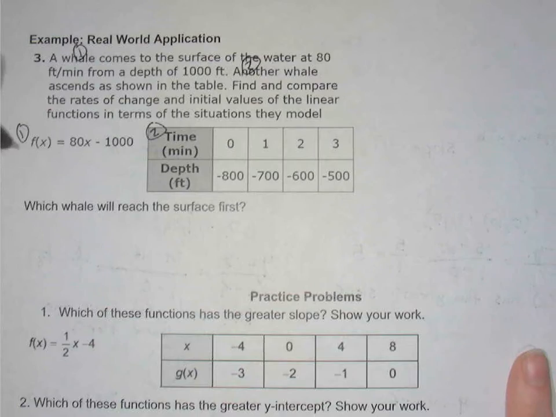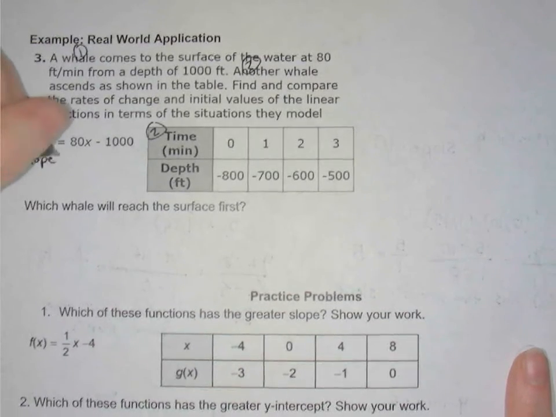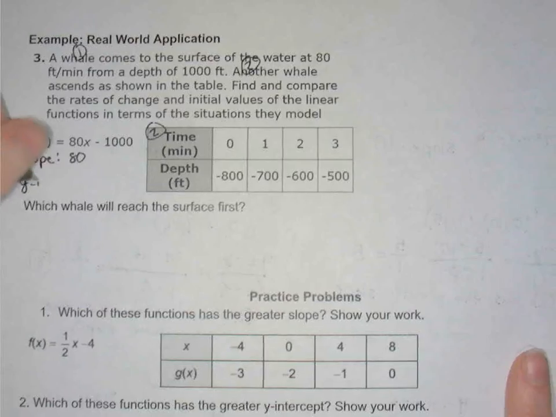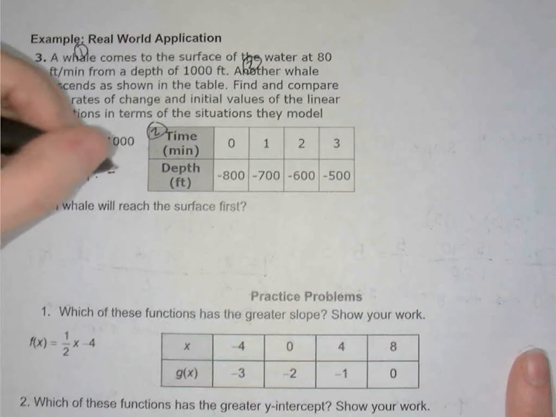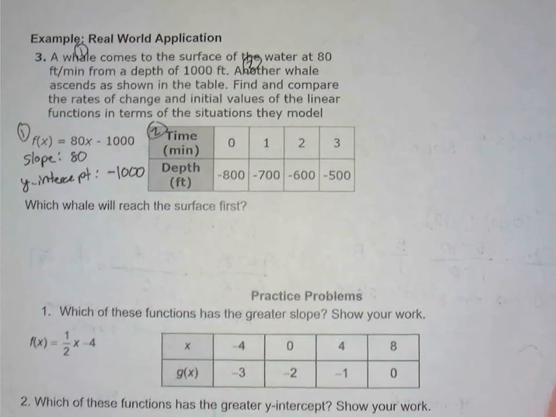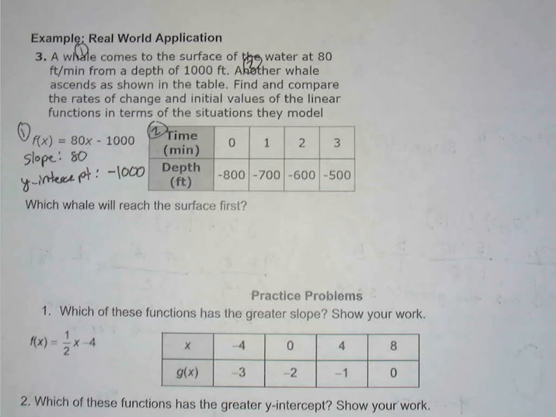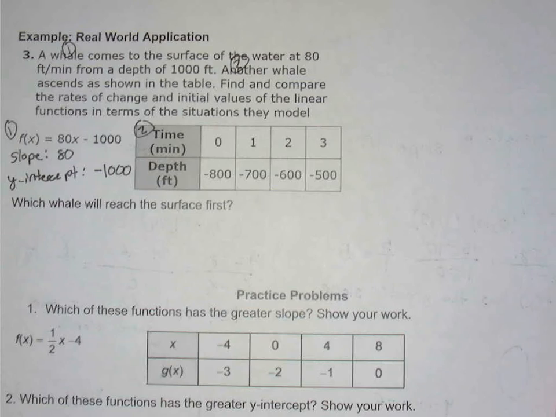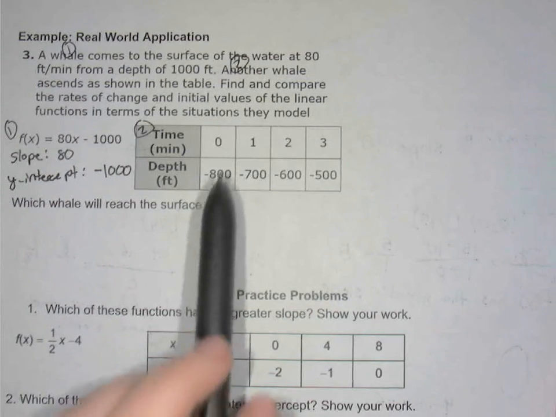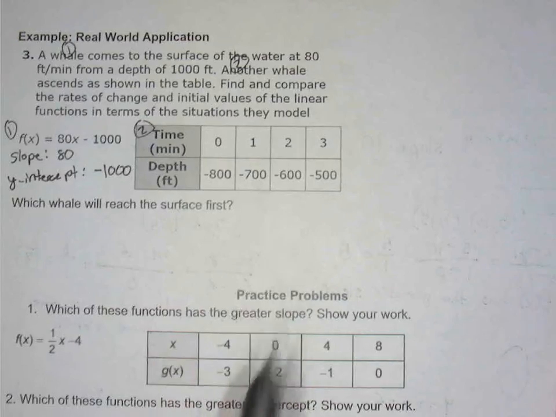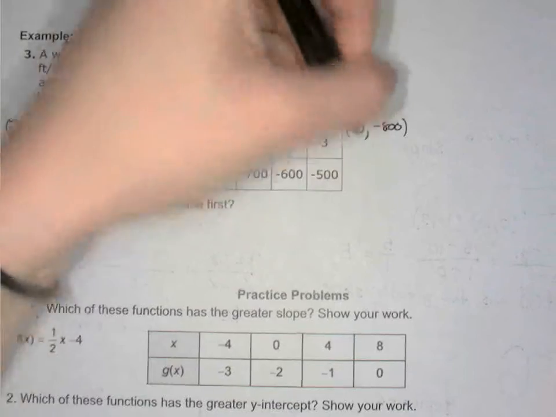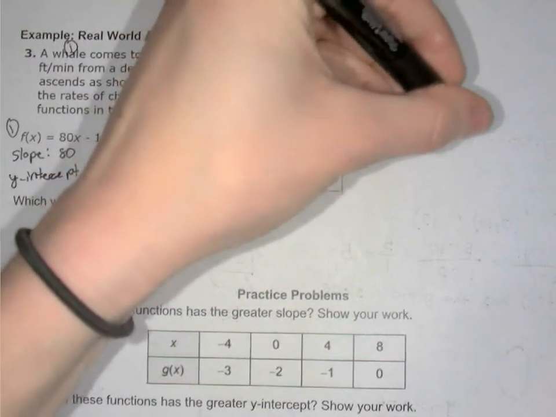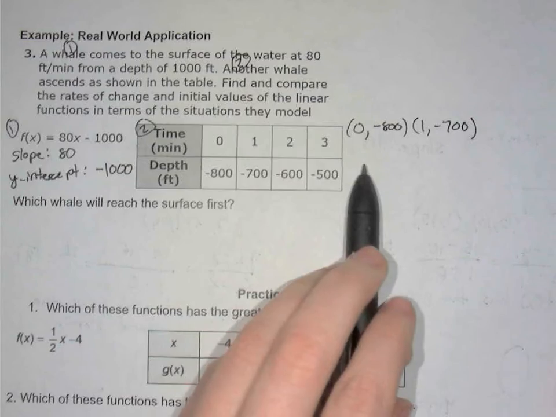Here we've got our whale number 1. He's got a slope of 80, and he's got a y-intercept of negative 1,000. He's 1,000 feet below the surface right now. So he's starting in the negatives and going towards the surface of the water. Then we look at our next whale, and we're going to use our slope formula. So we'll pick 2 points, maybe 0, negative 800, and 1, negative 700. I'm going to use that in my slope formula.